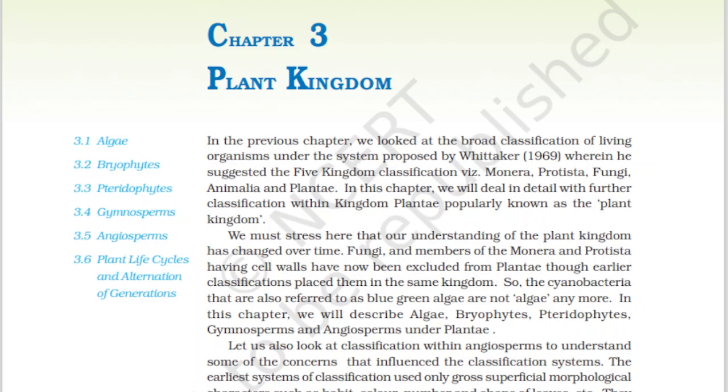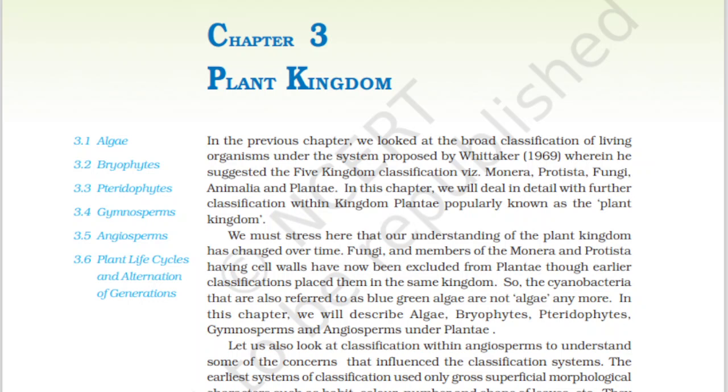We must stress here that our understanding of the plant kingdom has changed over time, because scientists found something which is not essential to be a plant, then that organism will be taken out of that kingdom and placed in another kingdom. So it has happened over time. Fungi and members of Monera and Protista having cell walls have now been excluded from Plantae. So earlier classifications placed them in the same kingdom. Earlier we had all this in the plant kingdom. Now they have been separated into another kingdom.